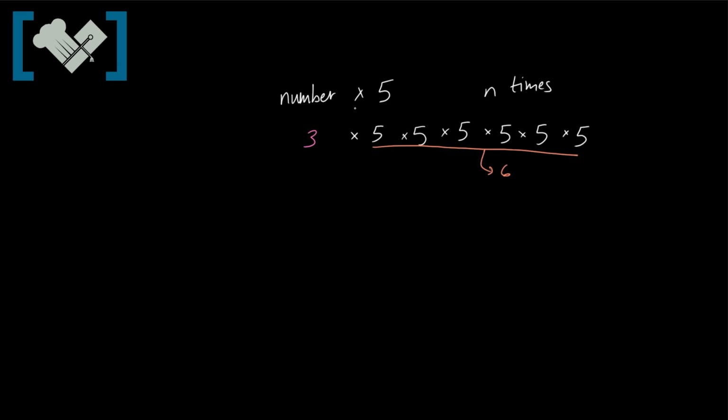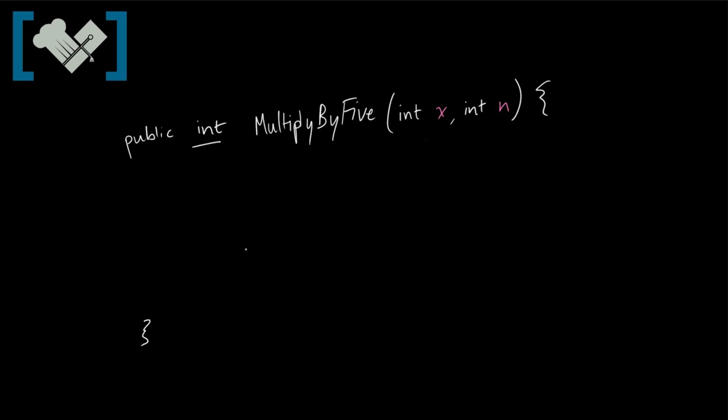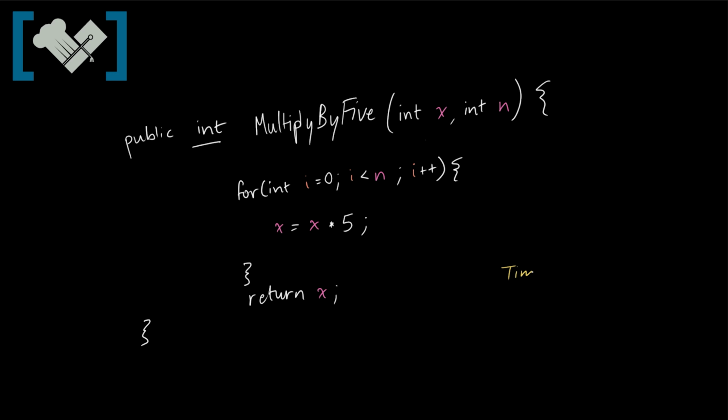Let's take another example. Say we want to multiply a number by 5 an n number of times. If we wanted to multiply 3 by 5 6 times, for example, 3 would be the number and n would be 6. Therefore, as input, we pass in an integer x and the value n, and return an integer which would be the result. Then, using a simple for loop from 0 to n, we can multiply x by 5. Finally, we return x. What does this mean in terms of time and space?